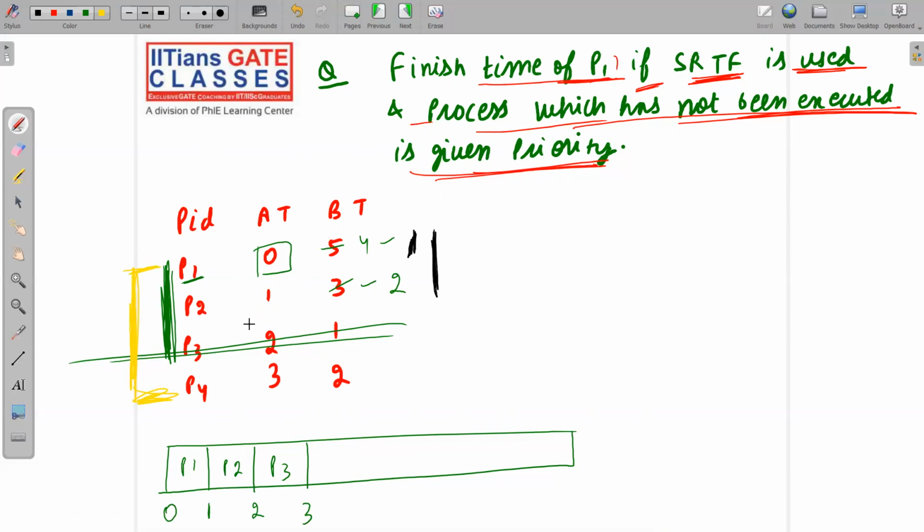Now see carefully. P4's burst time is 2. P2's remaining time is also 2. P1's remaining time is 4. So now there is a tie between P2 and P4. Both remaining times are 2 only.